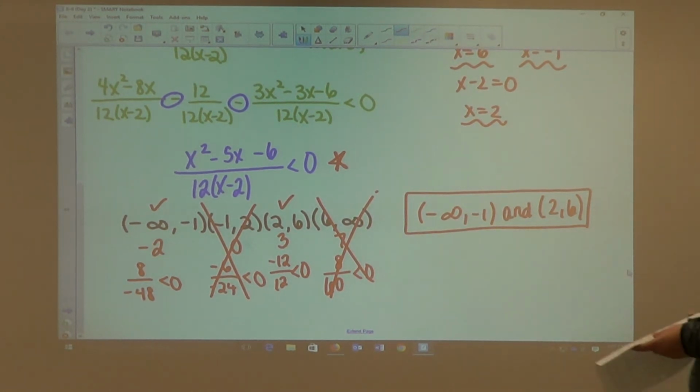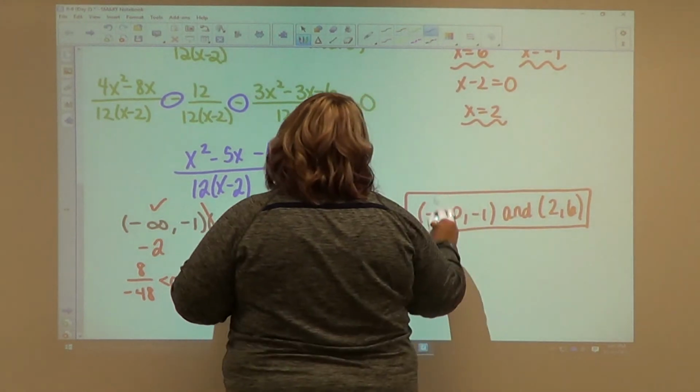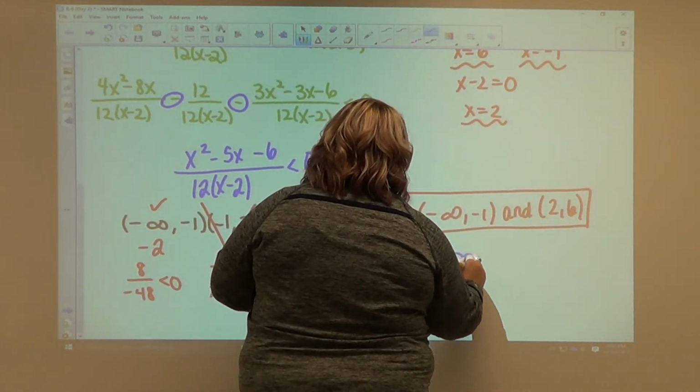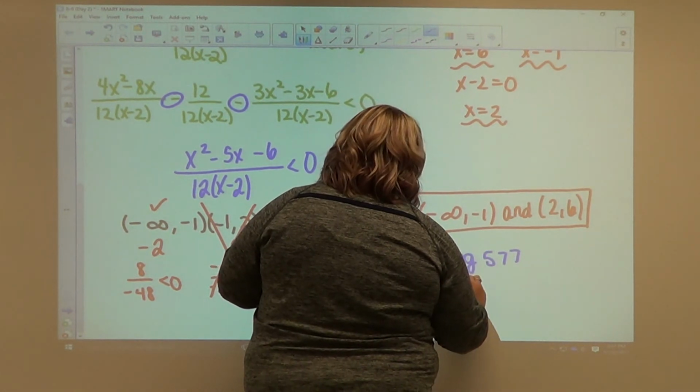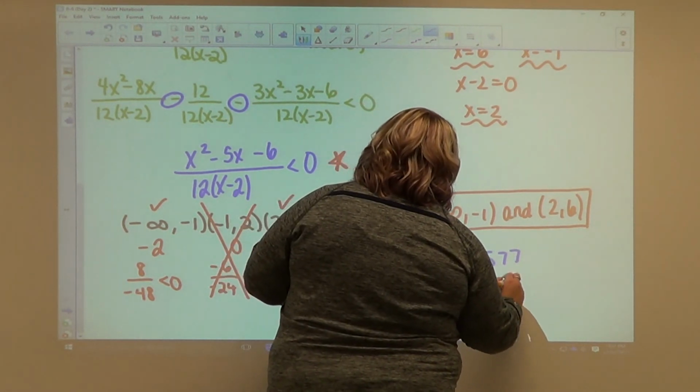Your homework covering this is the same page as yesterday's. So page 577, and you're going to do 25 through 30, all.